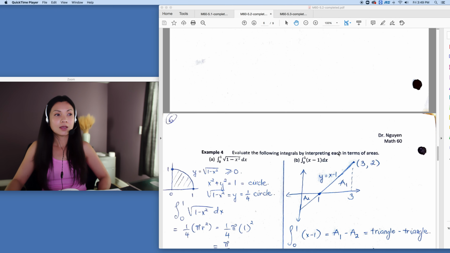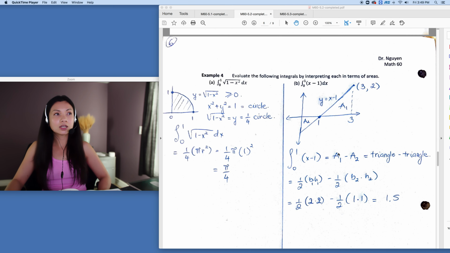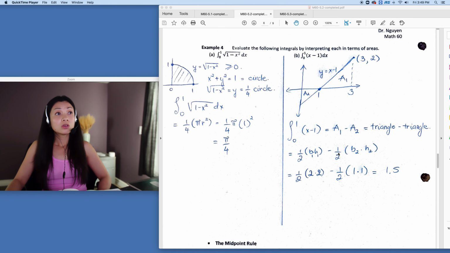All right, let's take a look at example 4. So example 4, we want to evaluate the integrals right here. Part A is from 0 to 1, the square root of 1 minus x squared. What is it? Hopefully you recognize it is this part right here. Okay, it's part of a circle, right? So we take the square root. Anyway, so y is the square root of 1 minus x squared.